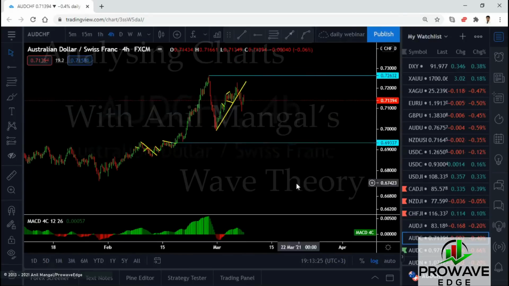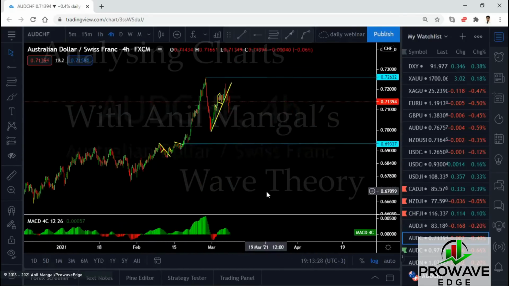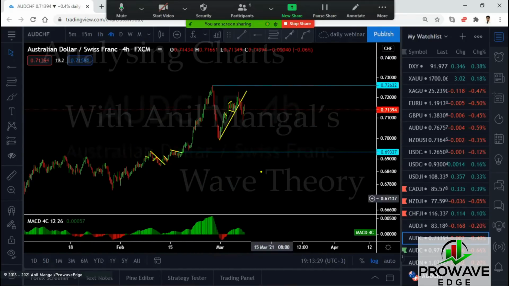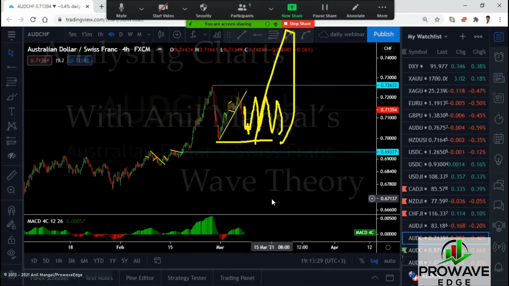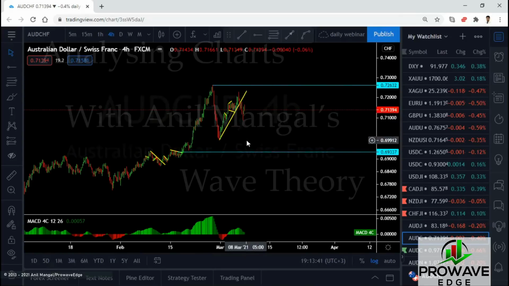Aussie Swiss, all Aussie pairs, I've been telling you about the upside in them. You're just getting a bigger correction in all of them. This one actually is almost completing this correction, right? Unless it makes more correction in here. But every time it comes to this low, we look for buy setups, right? So when it comes to the low here, we'll look for a buy setup.